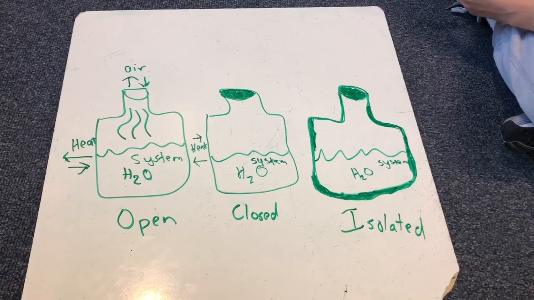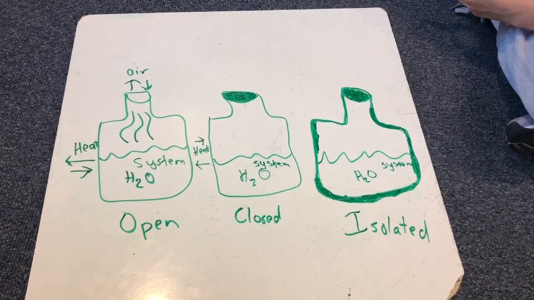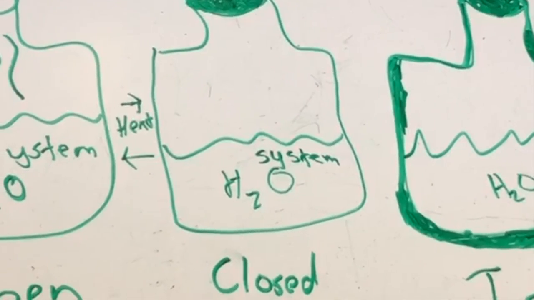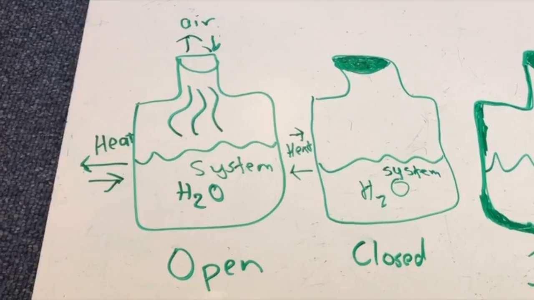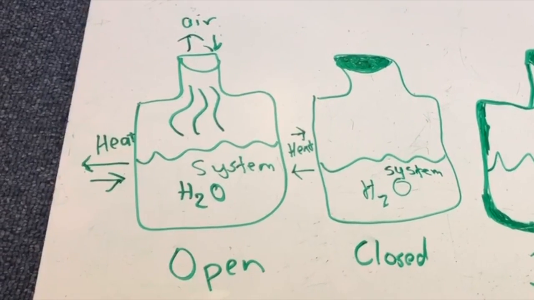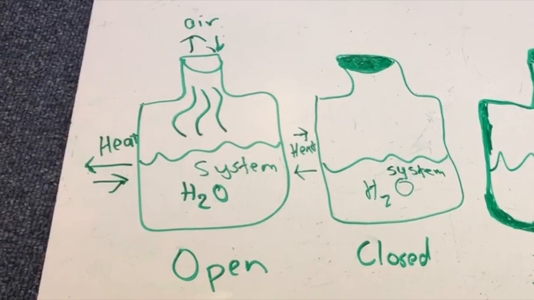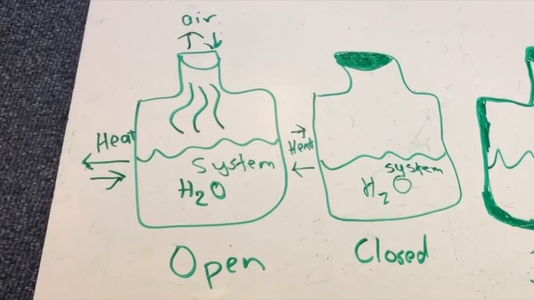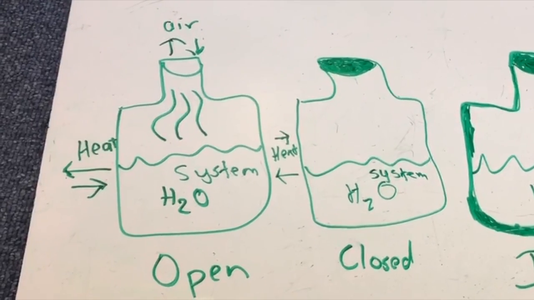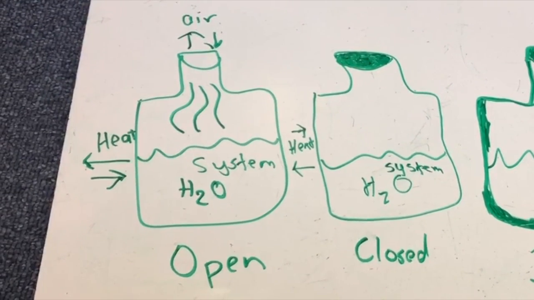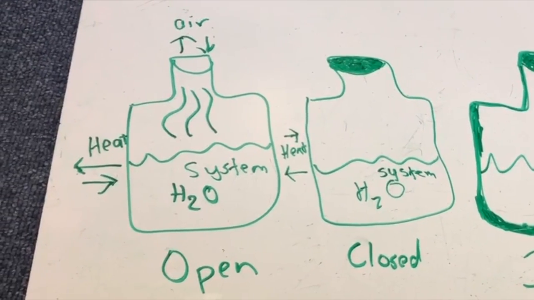Alright, for number 4, we have 3 different systems: an open system, a closed system, and an isolated system. An open system is a system where energy and mass can be transferred between the system and its surroundings. An example of an open system would be a glass with water in it, because water can escape the glass and energy can be transferred throughout the glass.